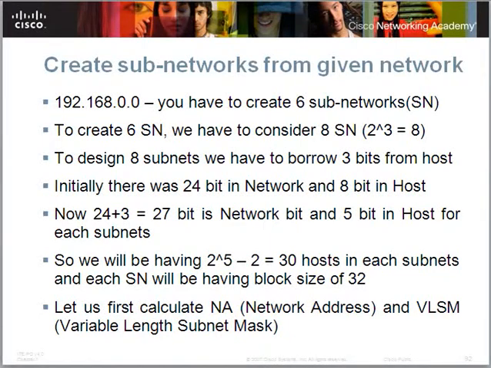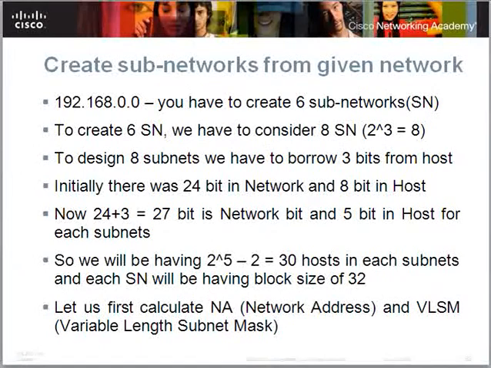So in the last segment we have seen creating subnetworks from a given network. So 192.168.20.0 was given, and I'm just changing the address to 0.0. Let's see, we have to create 6 subnetworks. To create 6 subnetworks we have to consider 8, because it will be in the form of 2 to the power n.